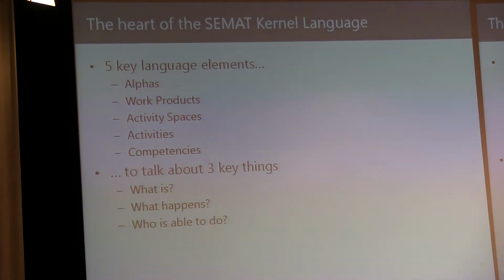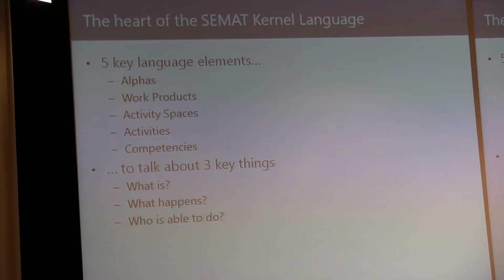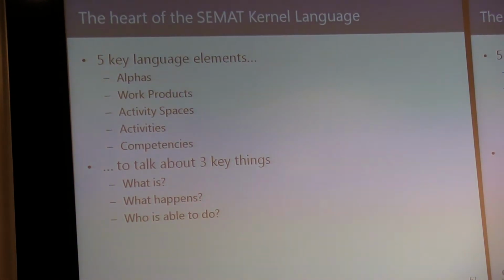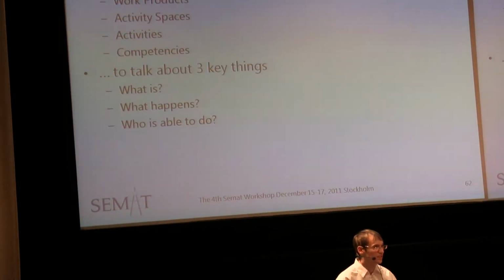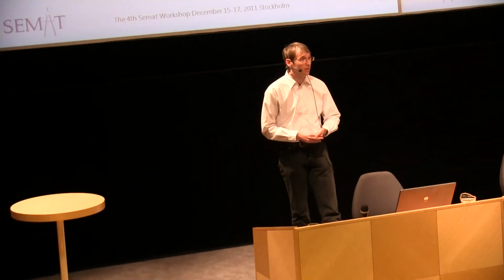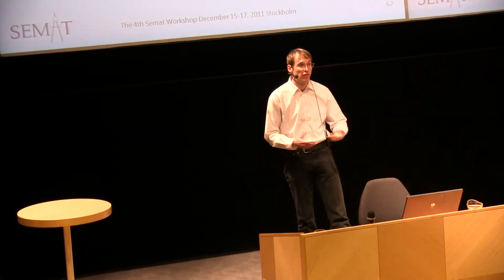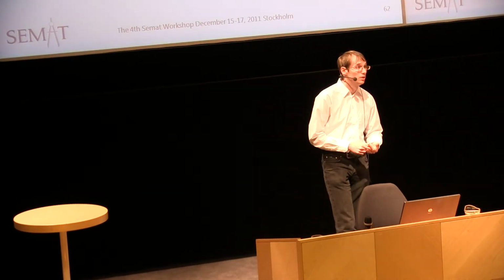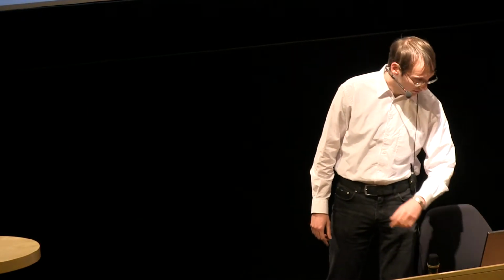They talk about 3 key things, and you have seen these already in Ian's talk. You're talking about what exists in my project, what are the things I develop; what happens, what I am doing in my project, in my method, in my practice; and who is able to do this, what does it take to do this? Those are basically the things I want to talk about if I want to tell someone else my practice: how do I run my project, how do I run my endeavor? So we have a language for it.